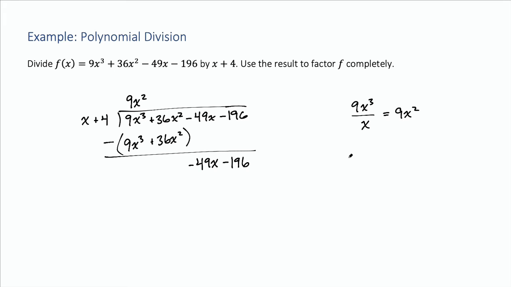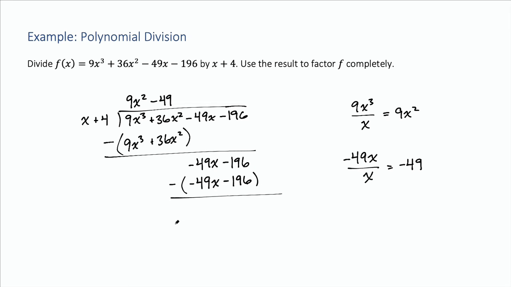We take this first term, negative 49x, and we divide it by the first term out here. Divide that by x, and we get negative 49. We put that up here, negative 49, and we multiply the negative 49 by the x plus 4. So negative 49 times x is negative 49x, and negative 49 times 4 is negative 196. Now we subtract. Negative 49x minus negative 49x is 0, and negative 196 minus negative 196 is also 0.